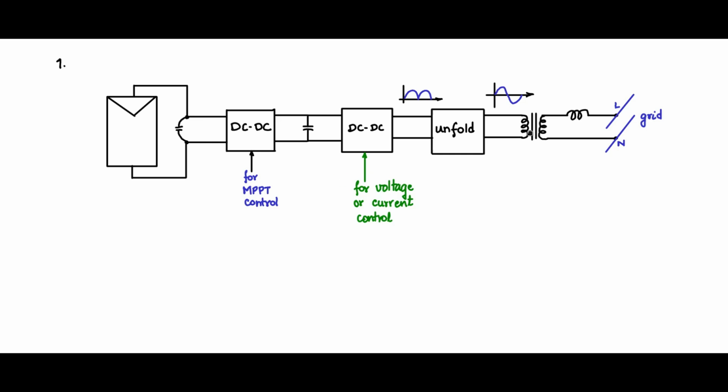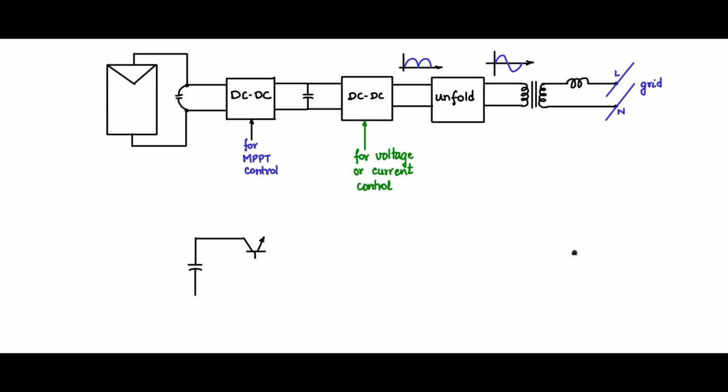Starting from this capacitance onwards, let me redraw the circuit here. So I have the capacitance. Let me follow it up with a simple buck converter like this. So this is a buck converter. I have a power semiconductor switch. Here I have used a BJT. You may use a MOSFET or you may use an IGBT. Have the diode, and you have an inductor and the capacitance.